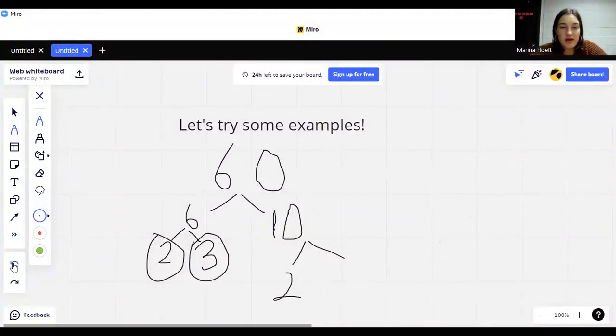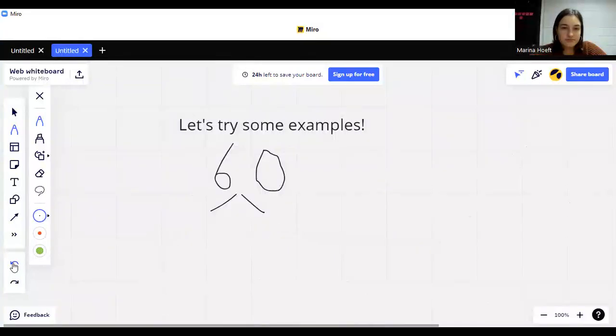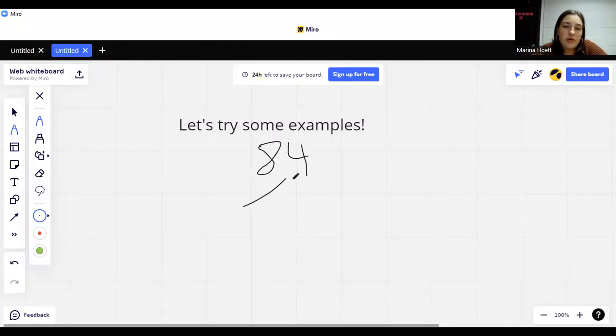So let me try another example. Let me try the number 84. First thing I think of when I think of 84 is 4 times, let's see, 4 goes into 8, 2 times, none left over, and 4 goes into 4 once. Perfect. So 4 times 21.